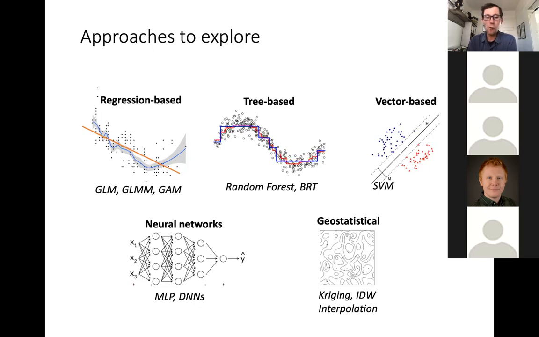And finally, there's a whole family of more traditional geostatistical techniques. This is techniques like Kriging or inverse distance weighted interpolation, and those are really focused on spatial information, and they don't typically incorporate too many other features that are not related to the distance from a sampling site, for example.